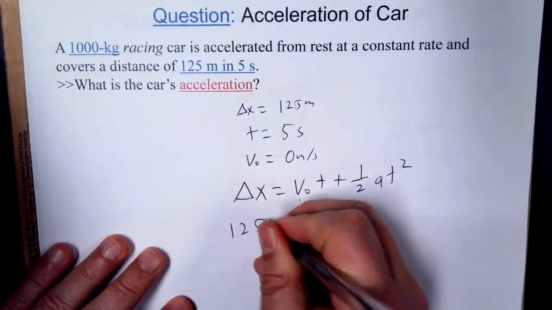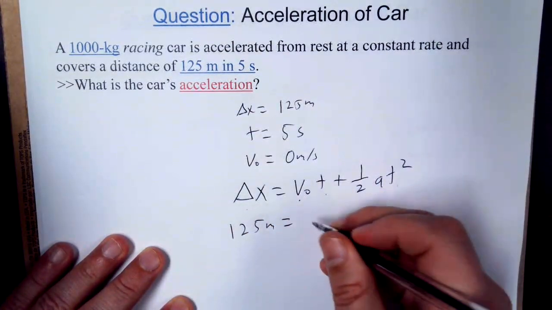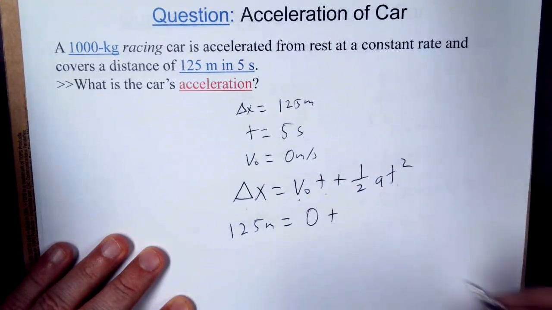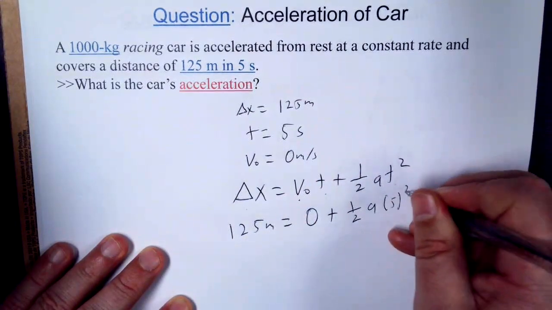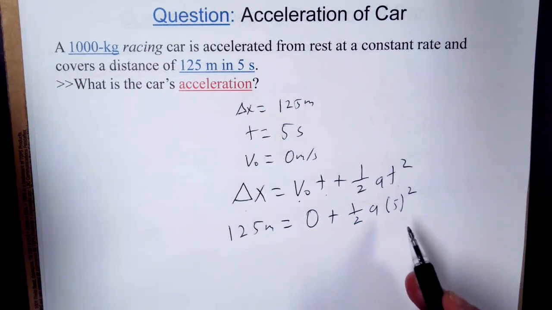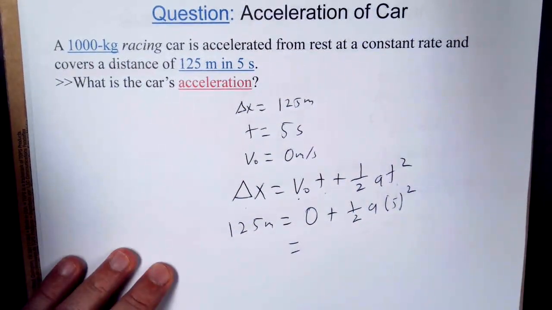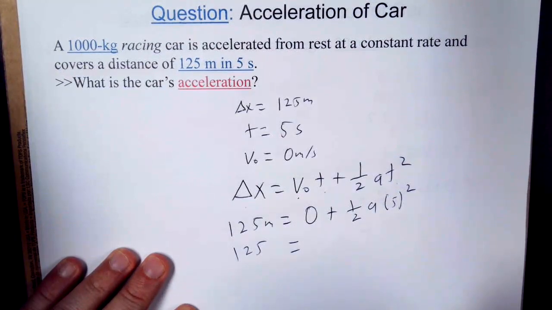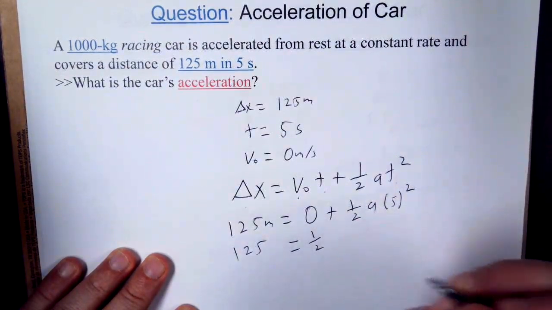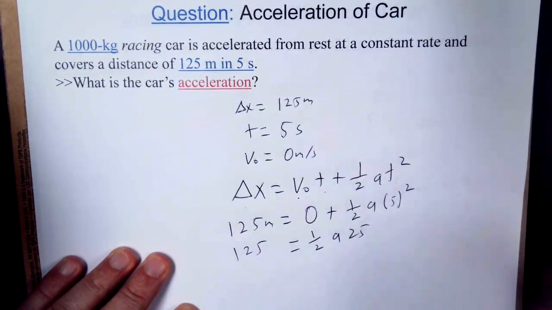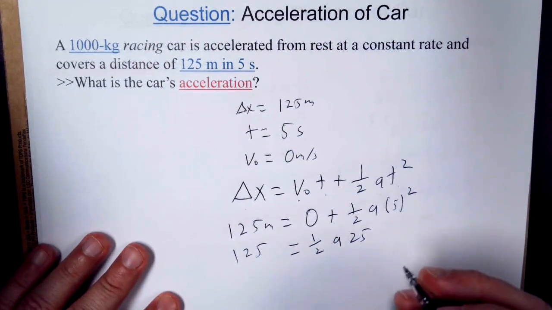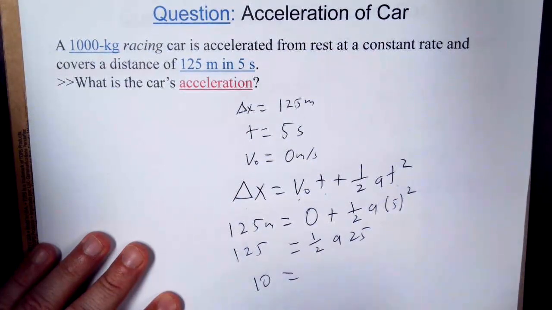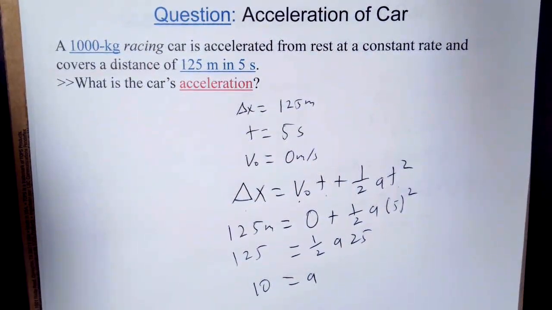Our change in position is 125 meters. V naught is 0, so that just goes to 0. This becomes 1/2 a times the time, which is 5 squared, so that becomes 25. Now we can just do some algebra to solve this. So this becomes 125 equals 1/2 a times 25, so a equals 250 divided by 25, which is 10. And so our acceleration here is equal to 10 meters per second squared.